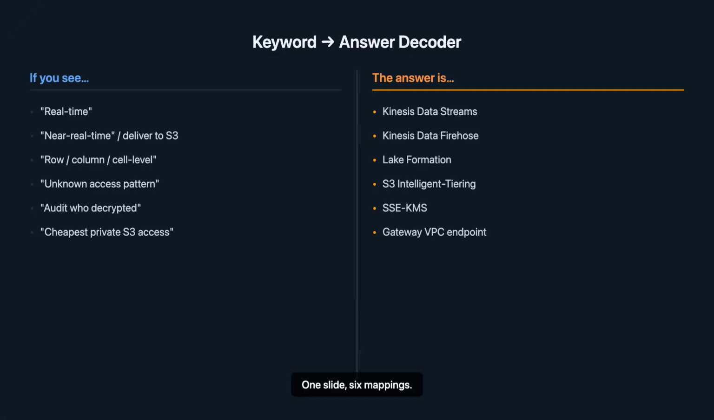1 slide, 6 mappings. Real-time means Kinesis Data Streams. Near real-time or deliver to S3 means Firehose. Row, column, or cell-level security means Lake Formation. Unknown access pattern means S3 Intelligent-Tiering. Audit who decrypted data means SSE-KMS. And cheapest private S3 access from a VPC means a gateway endpoint. 6 Qs, 6 answers. Most scenario questions hinge on one of these.